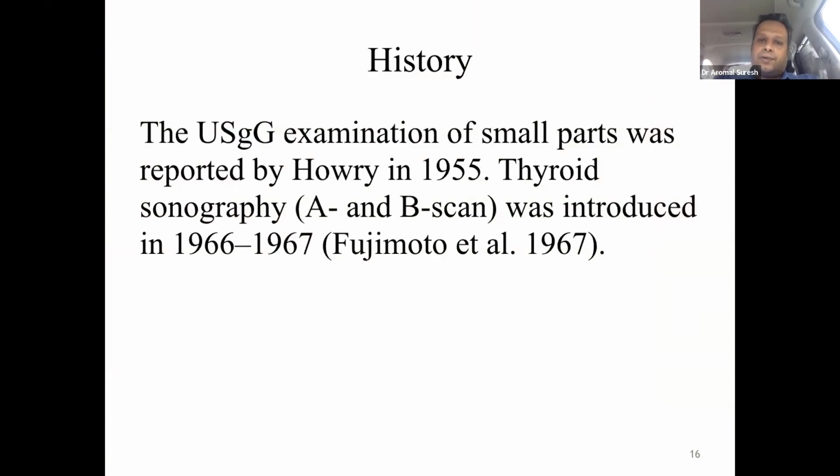Coming to the history of ultrasonography. Howry, in 1955, basically reported using ultrasonography, and it was introduced by the famous Fujimoto. I think many companies from Japan also quote Fujimoto as the person behind ultrasound.